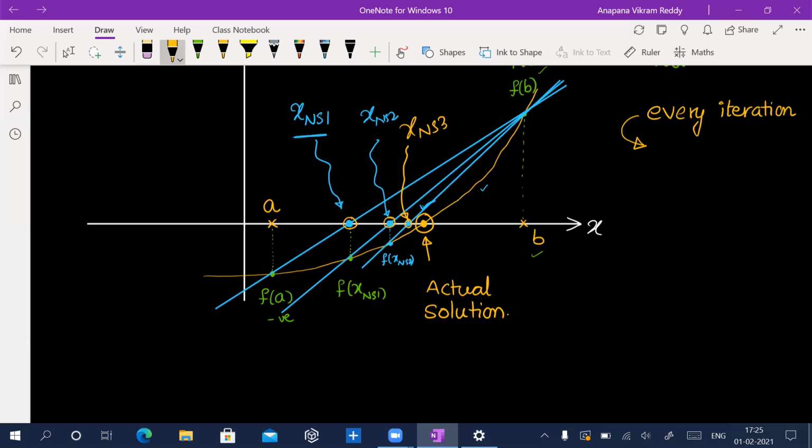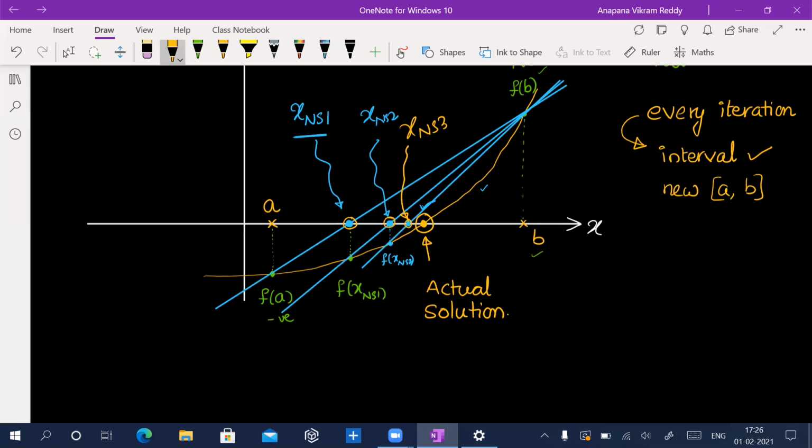In the bisection method, the interval will decrease by exactly half. But in the false position method, it's not exactly half, it's something else. But the interval will change, right? So decide this every time. You should not forget this. That means every time you will get a new A and B.